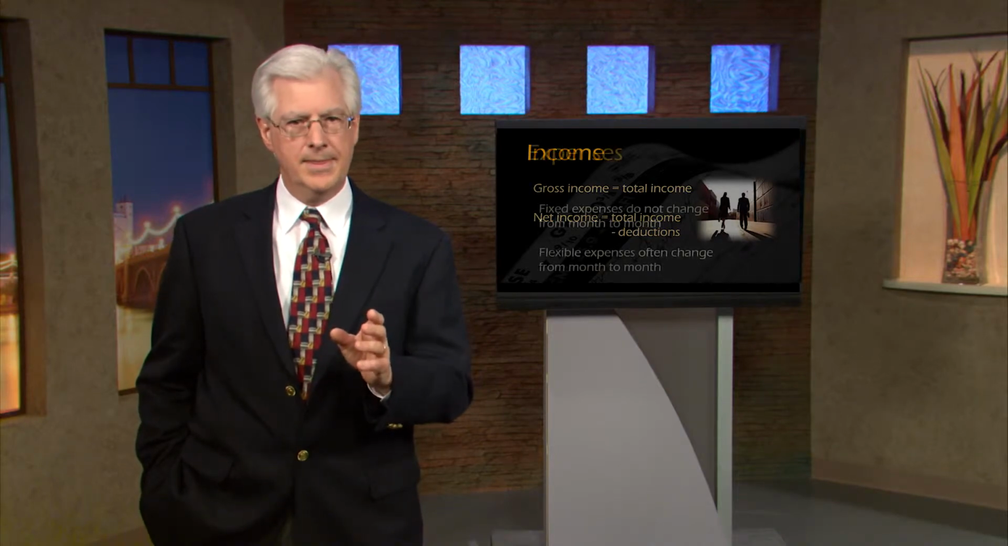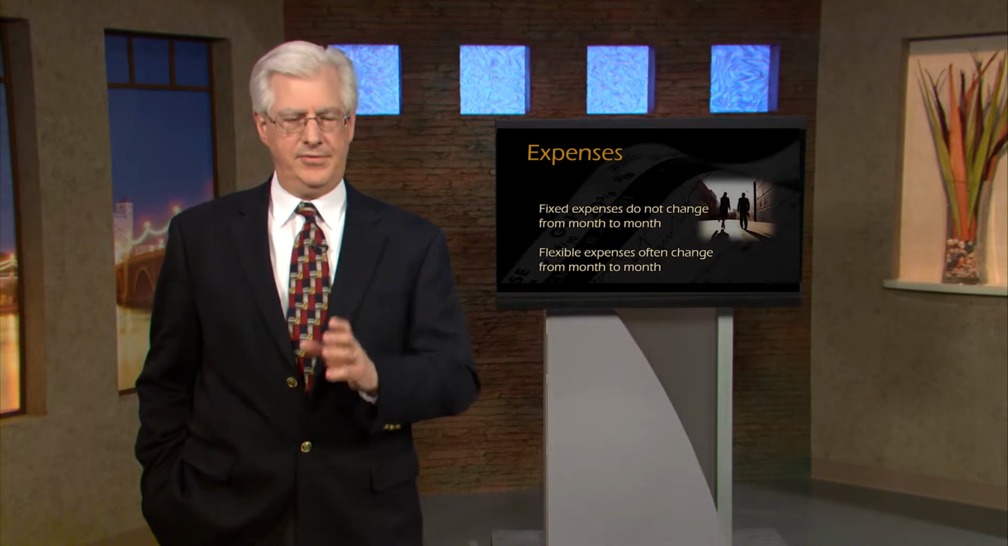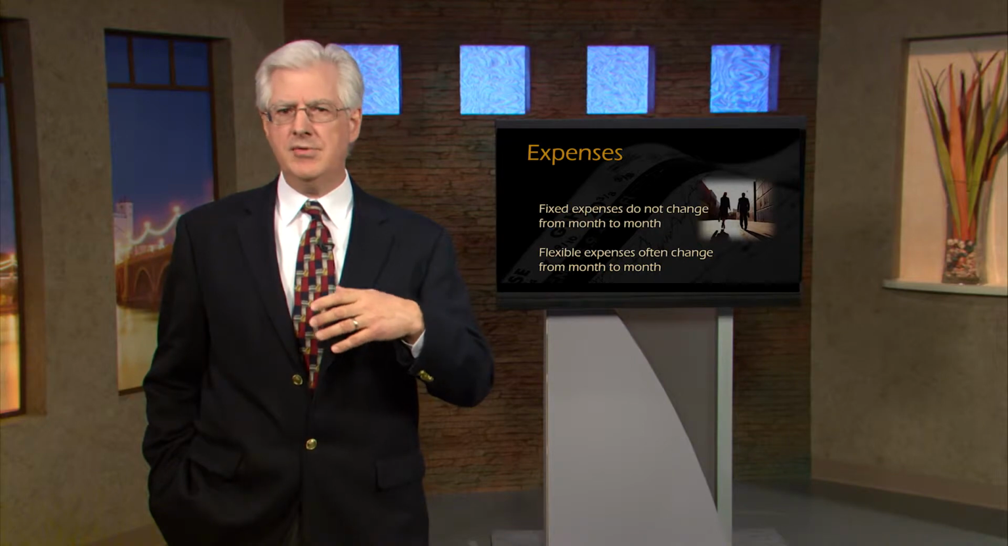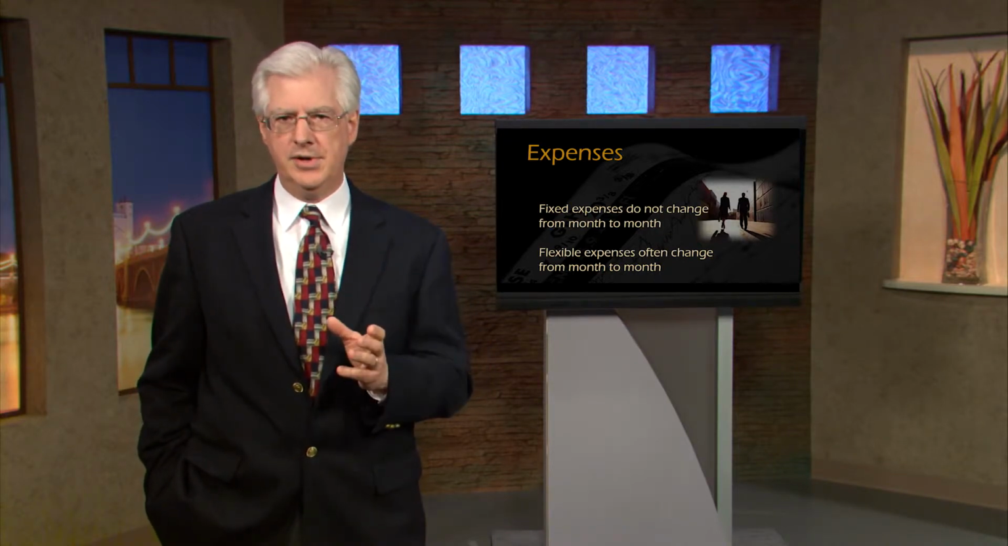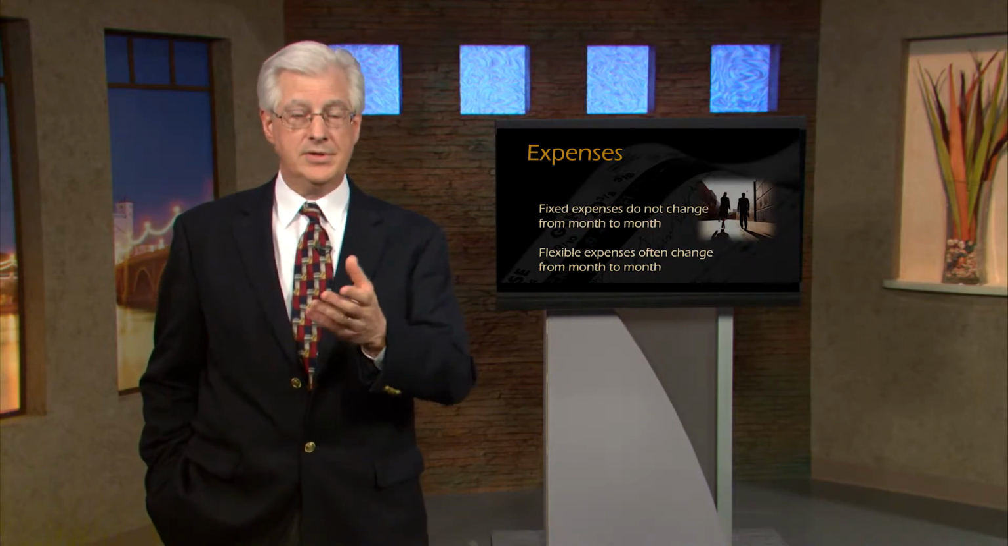Now let's talk about expenses. There's two kinds of expenses. There's fixed and flexible. Fixed expenses don't change from month to month. Typically, you don't have total control over how much you pay for these. Some of the fixed expenses are, for example, rent and fixed loan payments. Flexible expenses often change from month to month. You usually have some degree of control over how much you pay for these expenses. For example, if you decide to lower your thermostat during the winter to save on heating costs, you probably are paying less than you did the month before.